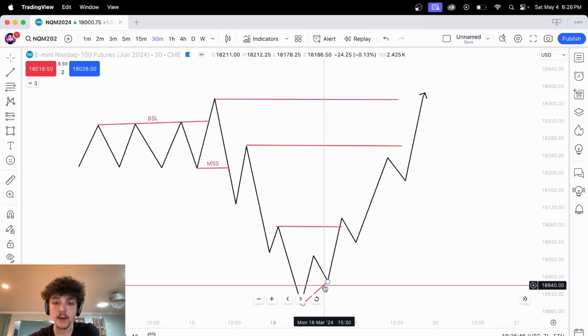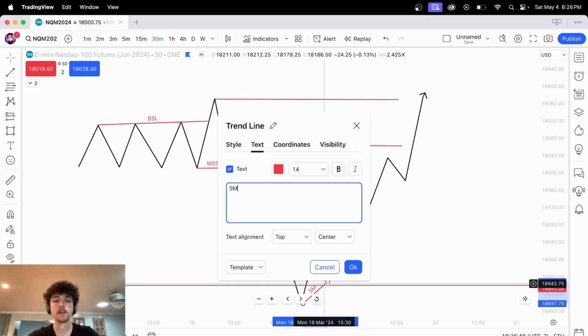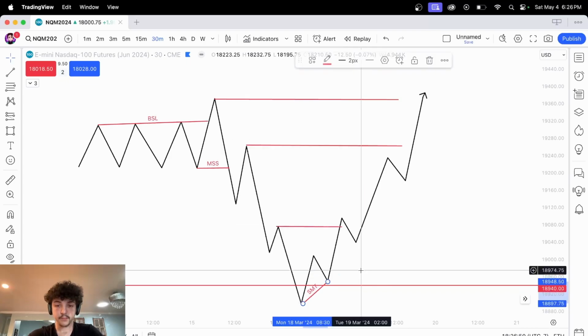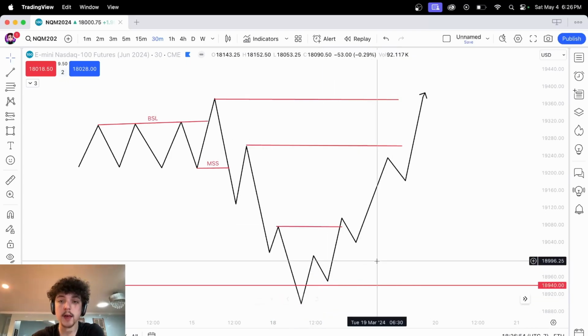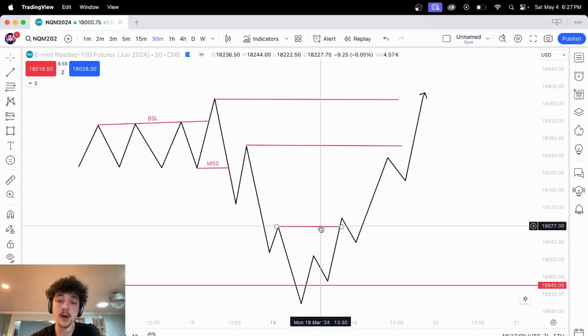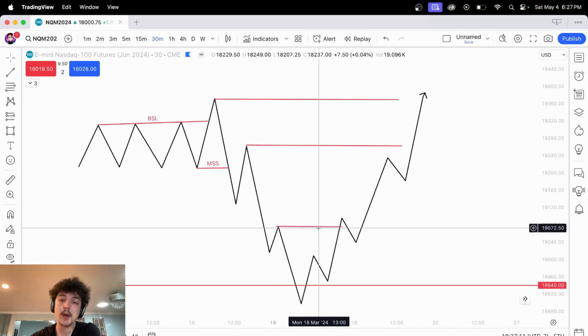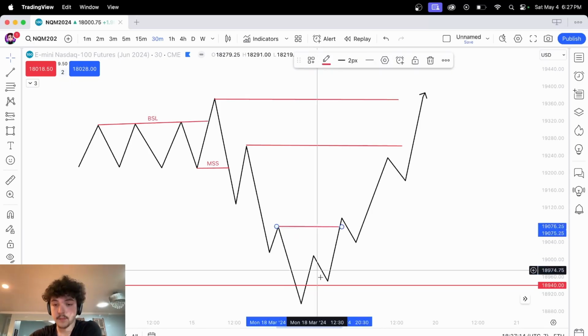You know, SMTs right here, so we can mark that out and we can say SMT. Boom, that would be SMT. And if you guys don't know what SMT is, I will make a video on that. But short answer, SMT is a divergence between indices. For example, if NQ makes a lower low and ES makes a higher low, or something along those lines, that's what SMT is, and usually you can take a trade off that. Pretty good confluence.